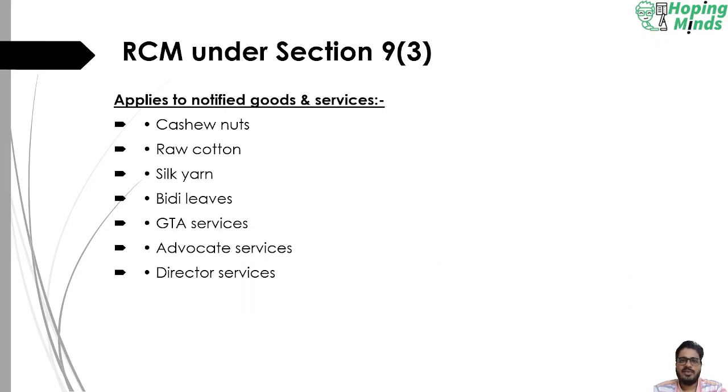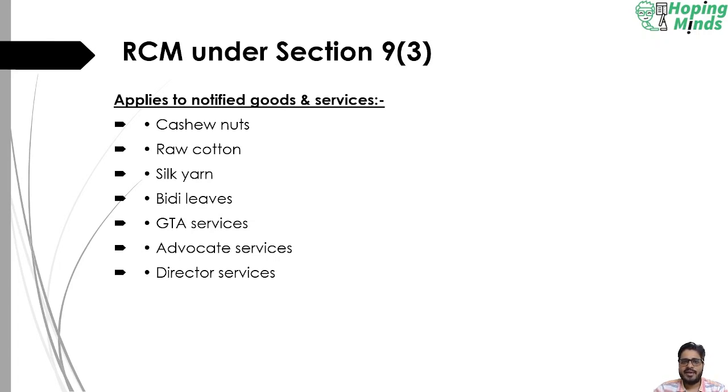So the reverse charge mechanism under Section 9, subsection 3 applies to the notified goods and services: cashew nuts, raw cotton, silk yarn, BD leaves, GTA services, that is goods transport agency services, advocate services and director services. This is an illustrative list of goods and services falling under the reverse charge mechanism.